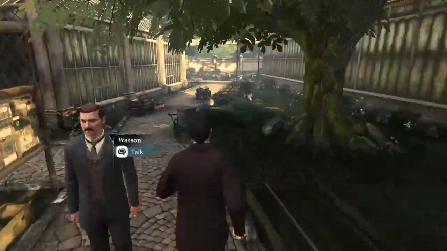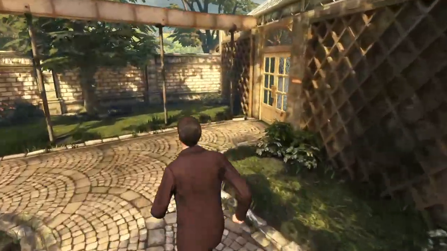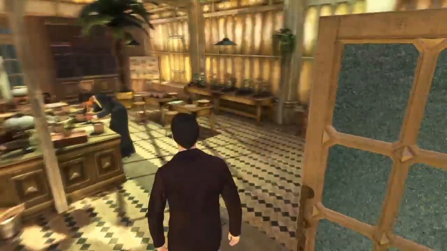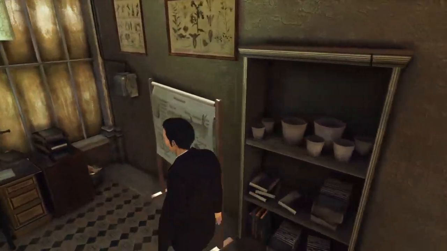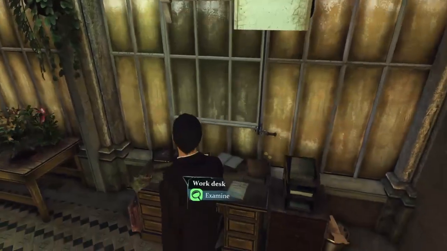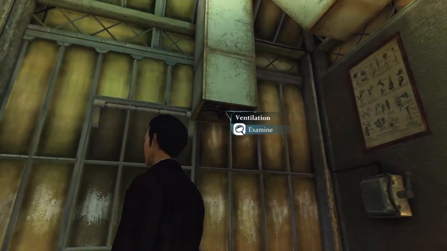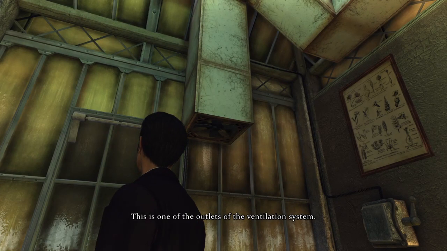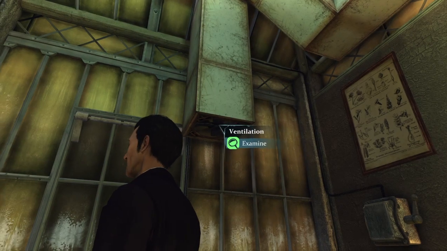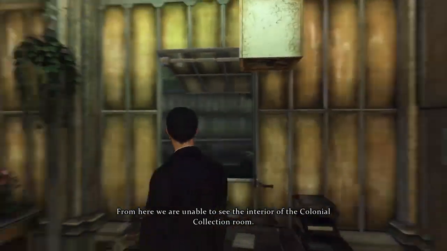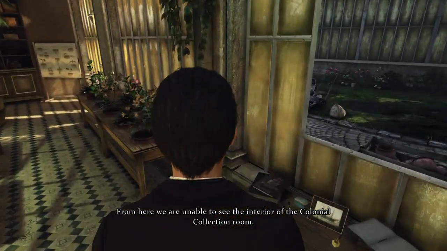Okay. Now, let's get in here once again. Okay, she's there. Should I talk to her again in a sec? No, didn't want to open that. Albert. That's Albert's place. Oh, ventilation. This is one of the outlets of the ventilation system. Okay. From here, we are unable to see the interior of the Colonial Collection Room.